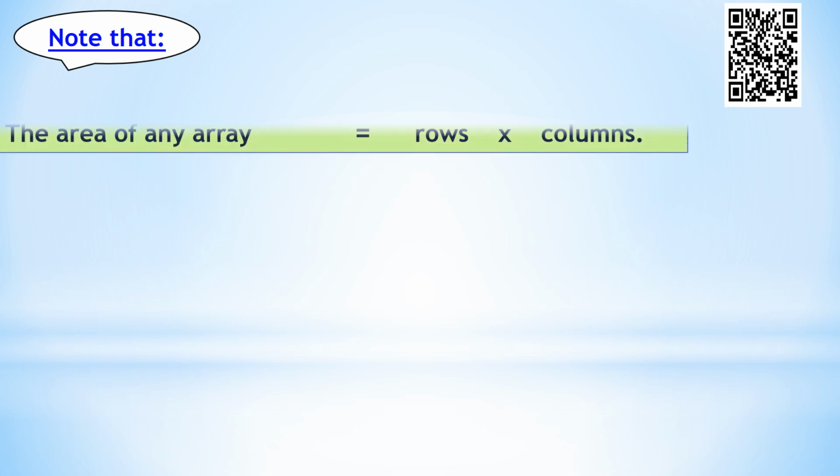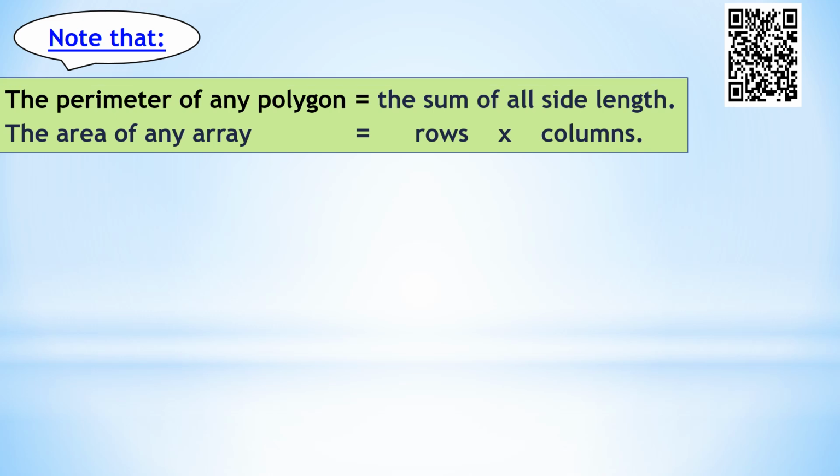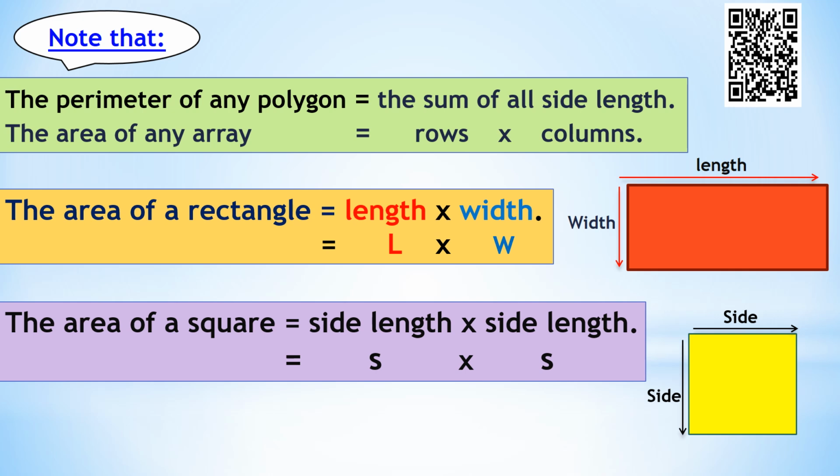Let's revise all the rules of perimeter and area. The first rule is the perimeter of any polygon: we add all sides, or find the sum of all sides. And the area of any array equals rows times columns. The area of a rectangle is length times width. We said if we don't have rows and columns, we will multiply length times width.